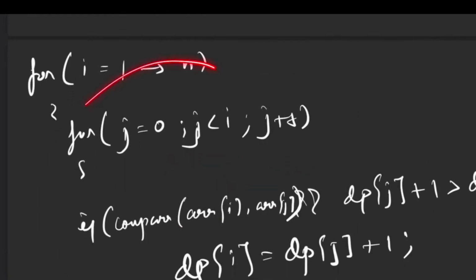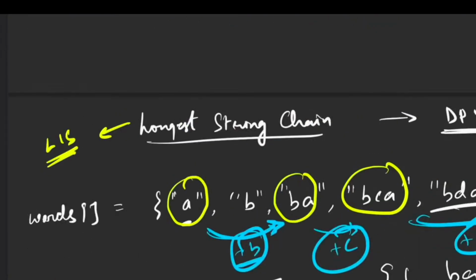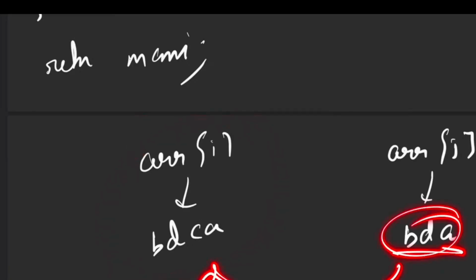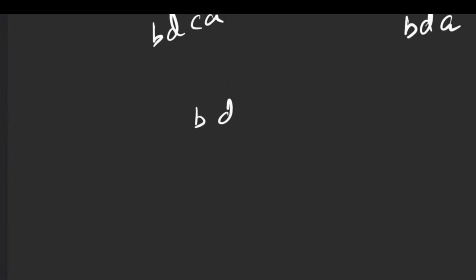So if you can do this portion, I think our job will be done. Now, assuming I take BDA and BDCA, assume the array of j is BDA and the array of i is BDCA. This is definitely possible. Why? Because if you insert a C, you get BDCA. But how do you write that function to check? It's very simple. What you do is, you write BDCA, okay?